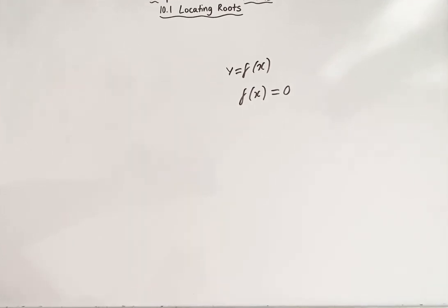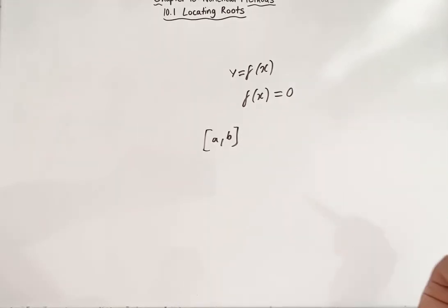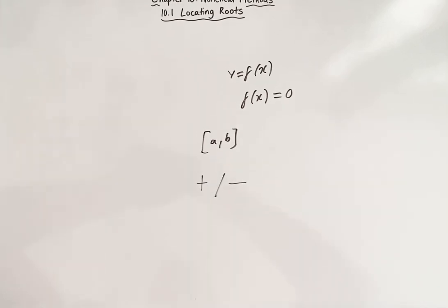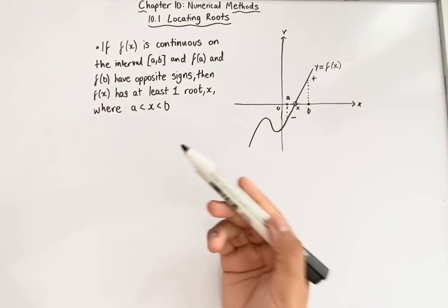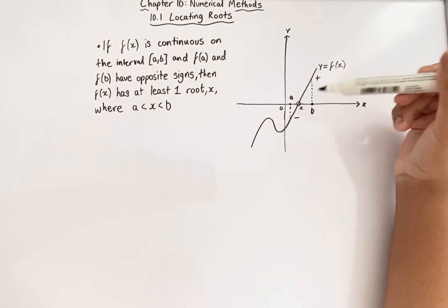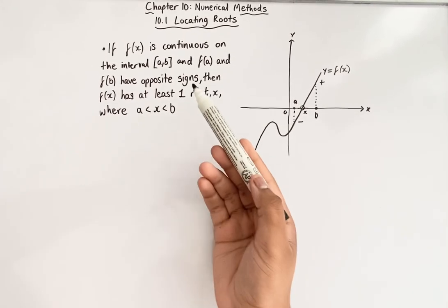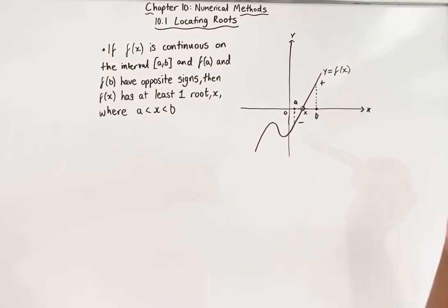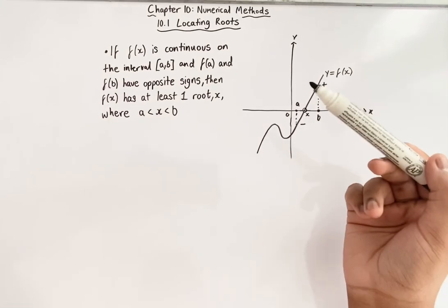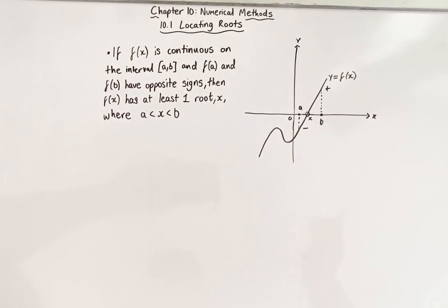Sometimes you can show that a root exists in an interval [a, b] if there's a change in sign, where it goes from positive to negative or vice versa within the interval. If a function f(x) is continuous on the interval [a, b], meaning that it doesn't jump from one value to another, all x values within the interval have a valid output, and f(a) and f(b) have opposite signs, either from negative to positive or the other way around, then f(x) has at least one root x, where a is less than x, which is less than b.